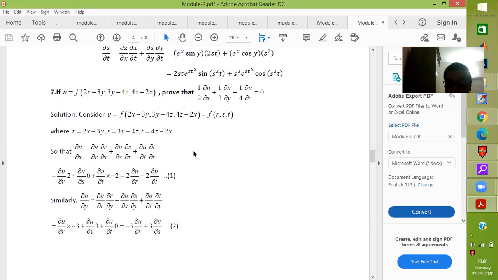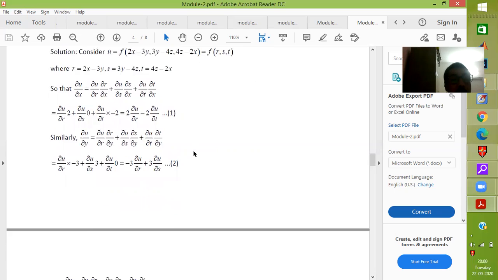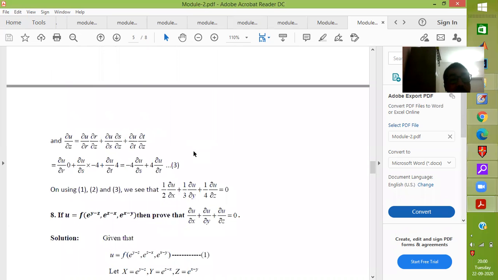So you set up the chain rule for all three cases, that is ∂u/∂x, ∂u/∂y, and ∂u/∂z, and then plug into the right hand side of the chain rules, and without much difficulty you can establish the result.